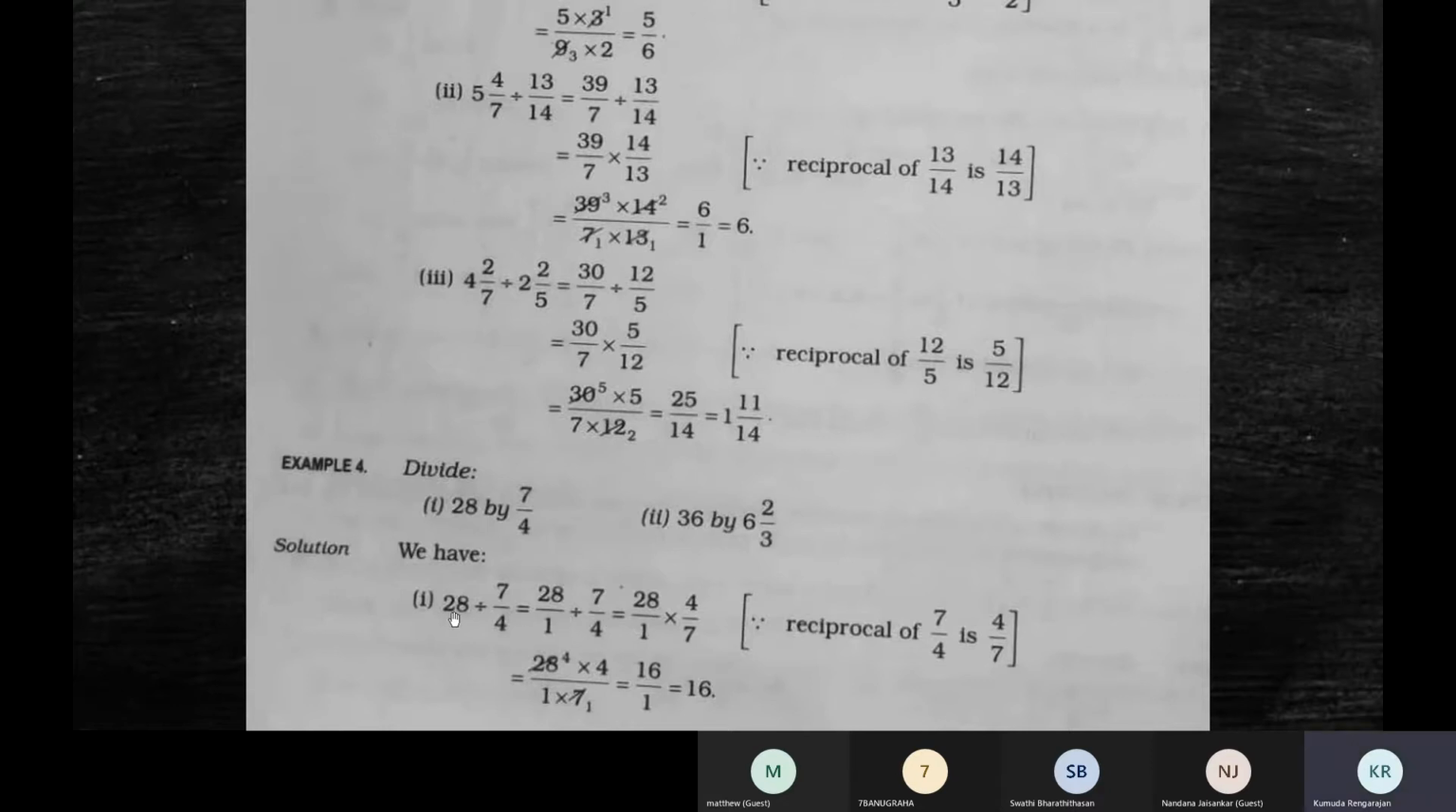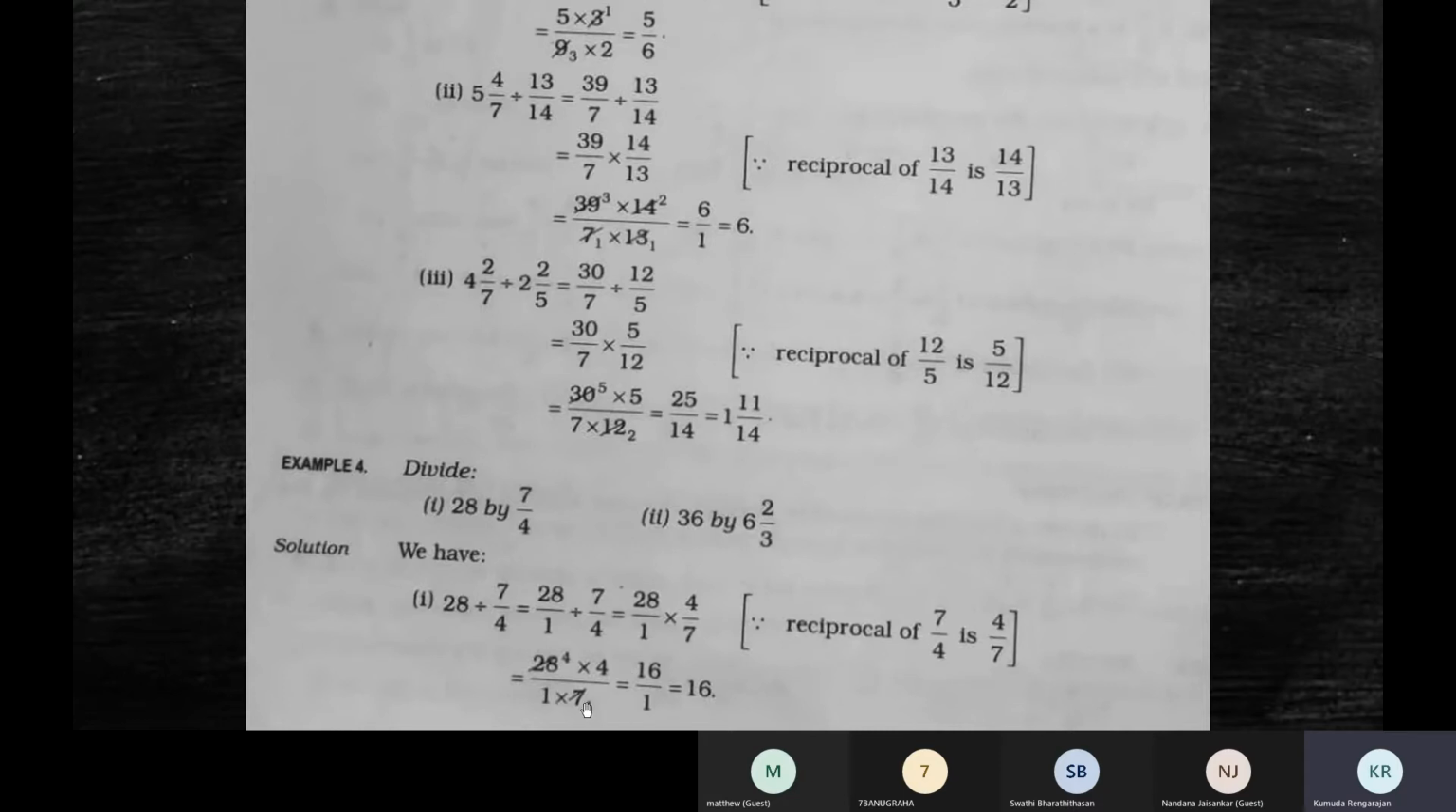I'll say it again. 28 is 28 by 1 divided by 7 by 4. Write the first fraction as it is, 28 by 1. Now this division is changed to multiplication, and the second fraction, 7 by 4, is written as its reciprocal, 4 by 7. Now this is a problem on multiplication. How do we multiply? We multiply the numerators, we multiply the denominators. So we get 28 into 4 in the numerator and 1 into 7 in the denominator.